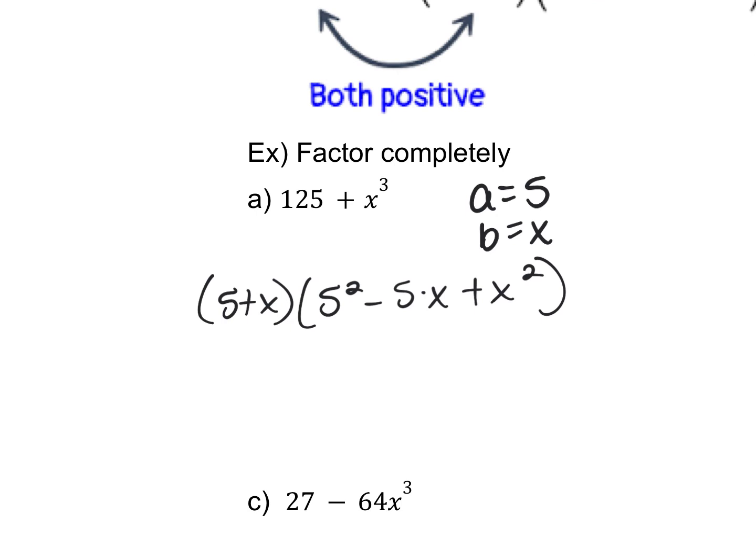All right, so let's clean this up a little bit. On your tests and quizzes, if you have something like this, I do want you to clean this up, 5 squared, because you can, and you just need to. Okay, so I'm just gonna clean up that last bit, so that would be 25 minus 5x plus x squared. I think that's good. So that is now factored.